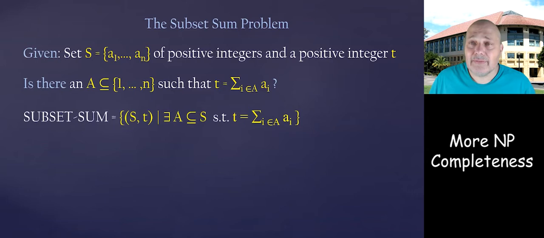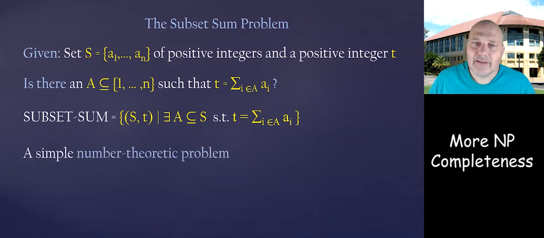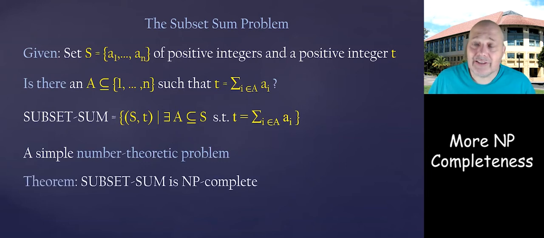And the subset sum language is just the pair of these sets S and targets T, such that there is a subset A that sums up to T. So it's a simple number theoretic problem, very natural one, definitely one that we want to prove. And the theorem is that it is NP complete.